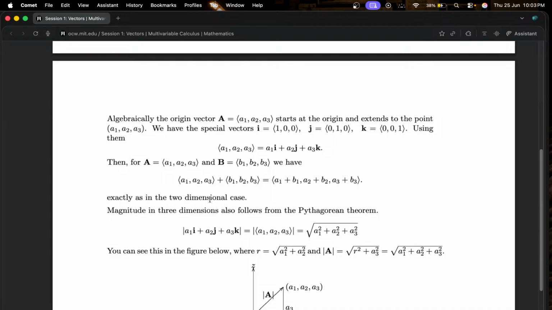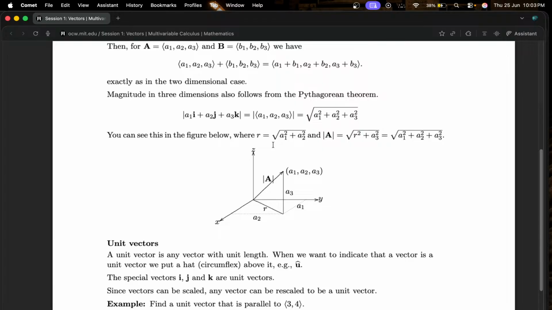And in the Pythagorean theorem, basically this is how we find magnitude. You can see this in the figure below, where R is A1 squared plus A2 squared, and the magnitude of A equals R squared. So R squared is basically this thing. Then we can figure out this. So here R is basically this, and we are adding one more dimension, so it will be this.